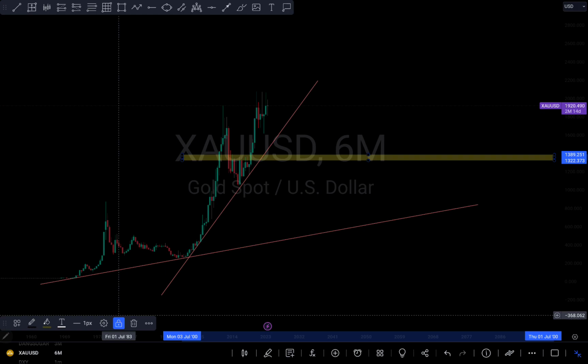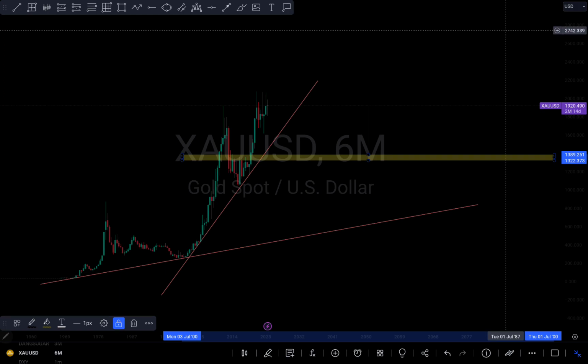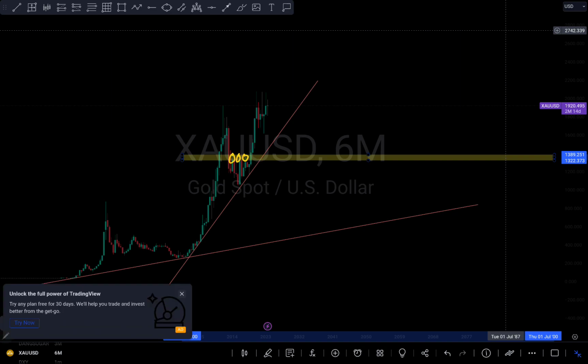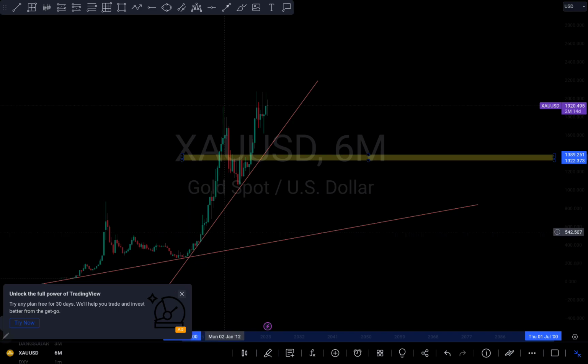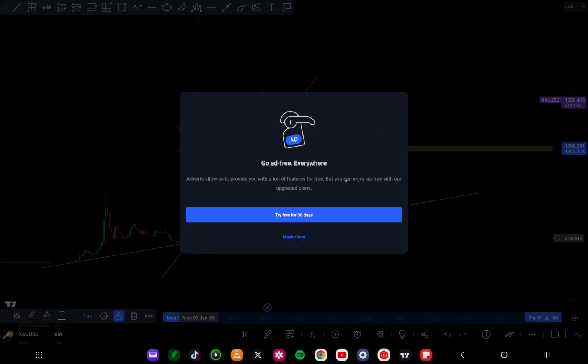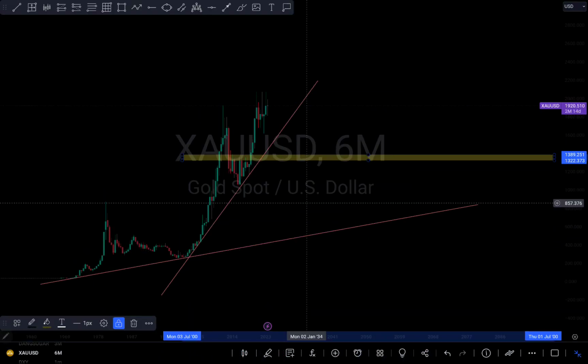My reason for drawing this significant zone right here is because we can see that we've been rejecting multiple times around that zone. So there's a possibility that when we get to that zone, we might actually reject around it. So this is a significant zone, and that is why I'm drawing a zone there. Now that I'm in the 6-month time frame, there's nothing to draw anymore.